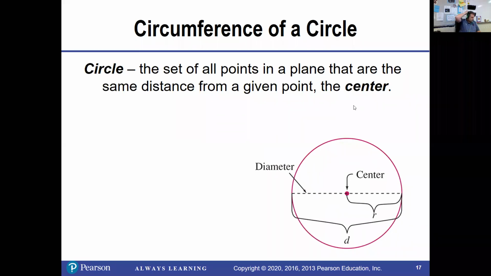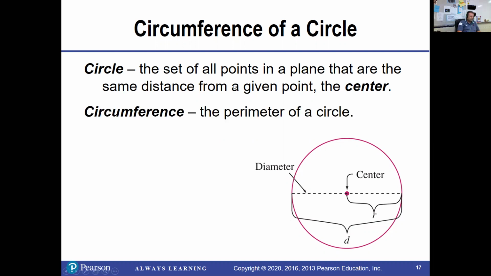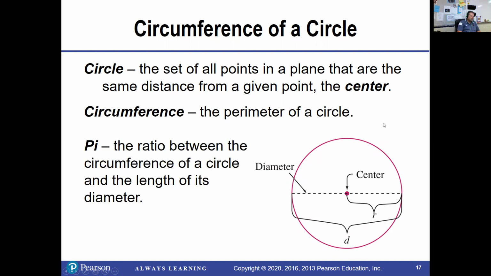So how about circumference? Circumference is the distance around the circle. It's the measurement of this pink. You do have to know the center, and you have to know the radius. Circumference is also kind of the perimeter of a circle. You know that pi is the ratio between the circumference of the circle and the diameter. That's something you can tell your kids. You don't usually find that too often, but it's kind of cool.